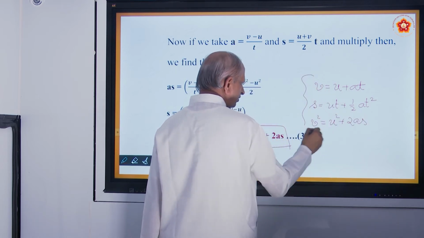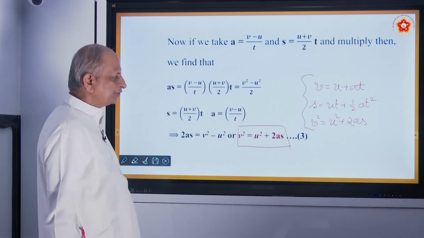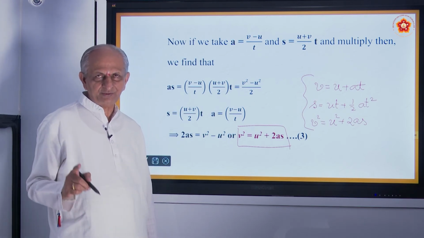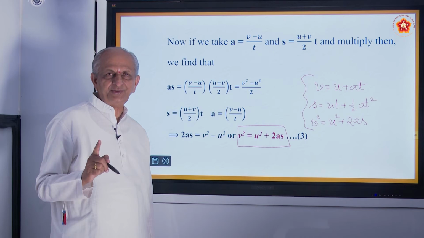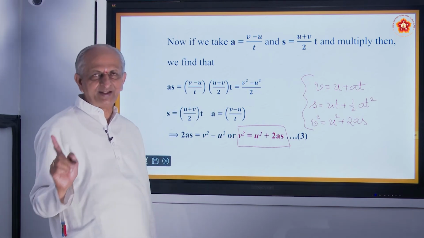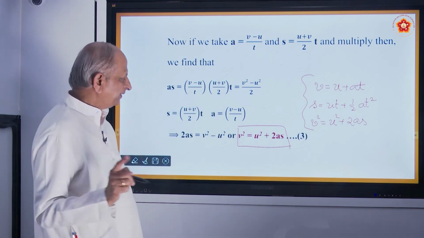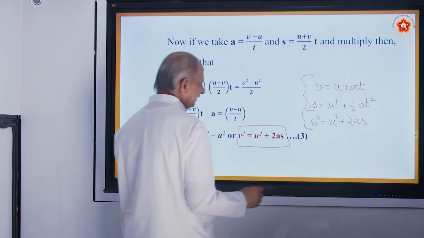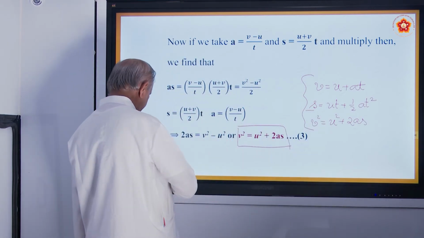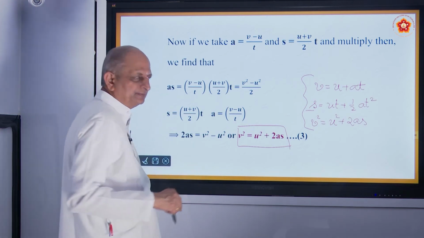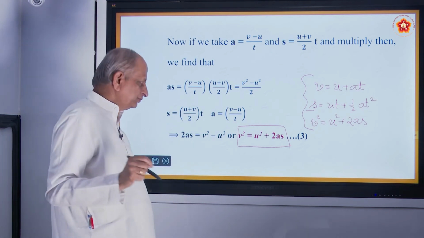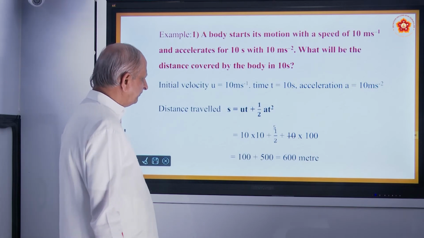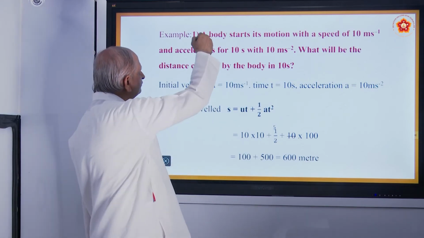These are called equations of motion. What is U? Initial velocity. What is V? Final velocity. What is A? Acceleration. What is T? Time taken. What is S? Distance travelled or displacement. So these are the three important ones. Why I am stressing is, you are supposed to learn it perfectly. Then only we can work out some problems. Now we shall see some problems.